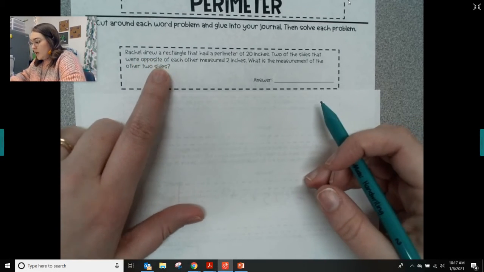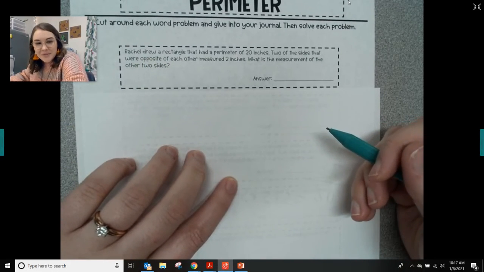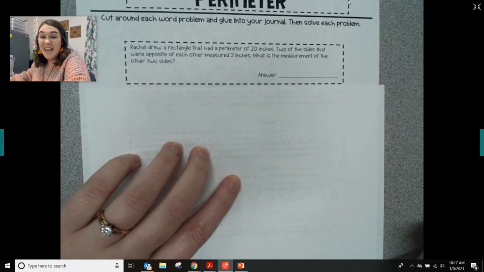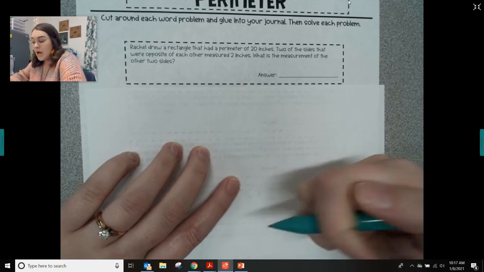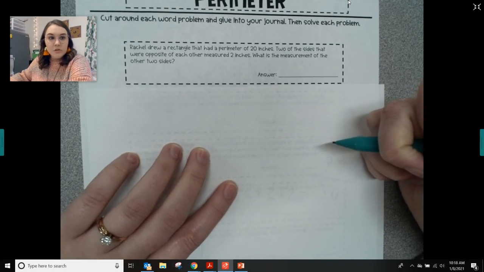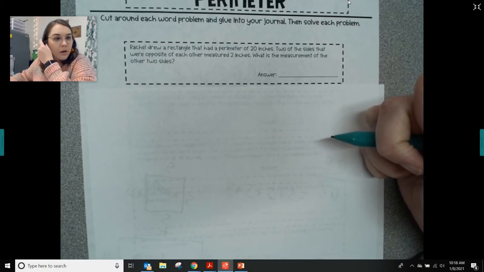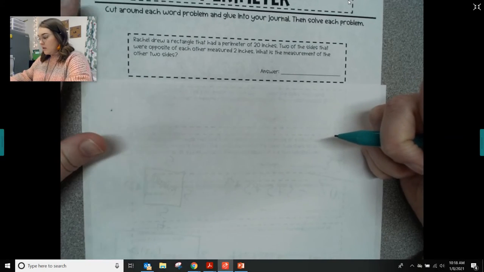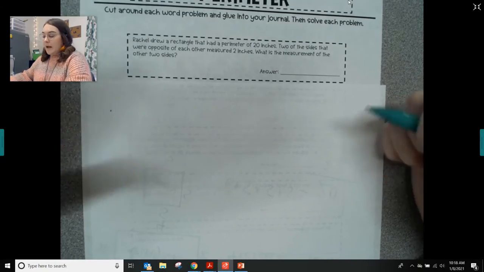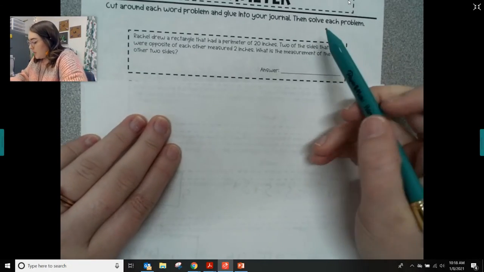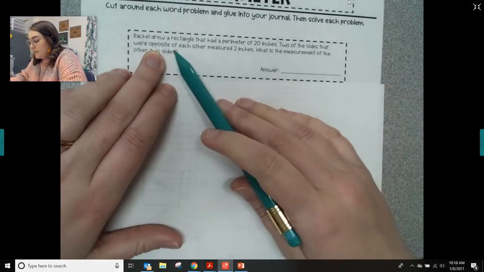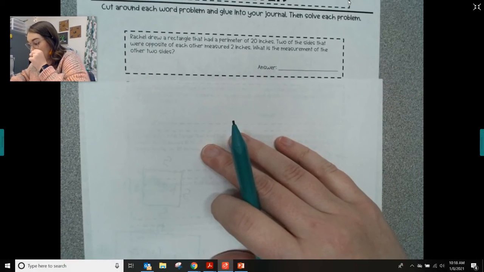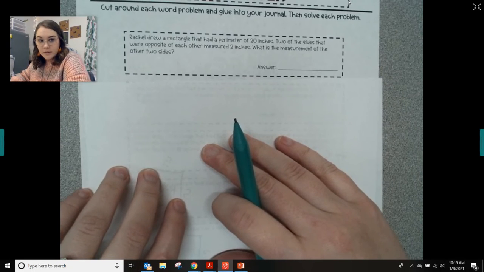Rachel drew a rectangle that had a perimeter of 20 inches. Oh my gosh. It just told me the perimeter. It didn't tell me a side. It told me the perimeter. What am I going to do? Let's keep reading. I'm freaking out a little bit. Okay, 2 of the sides that were opposite of each other measured 2 inches. What is the measurement of the other 2 sides?